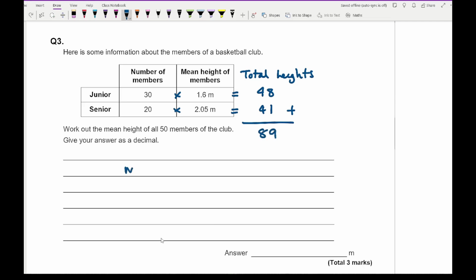So then the mean height is going to be the total height, which is 89, divided by the total number of members, which is 50. I type that into my calculator, and it gives me an answer as a decimal of 1.78, which seems a relatively standard answer.